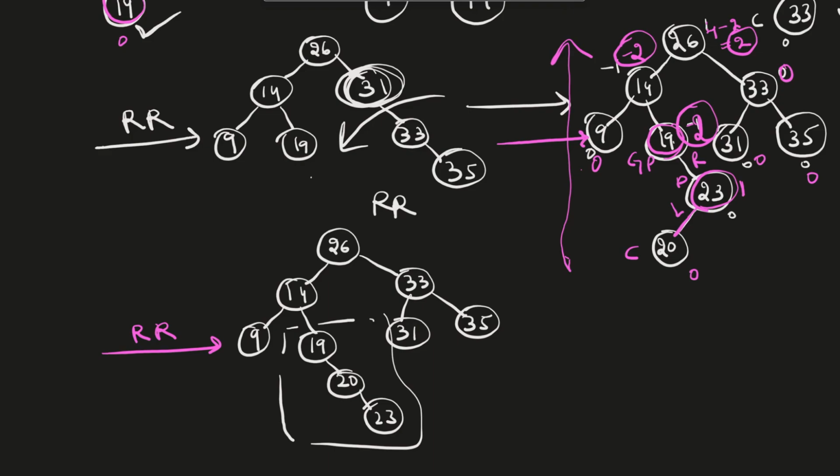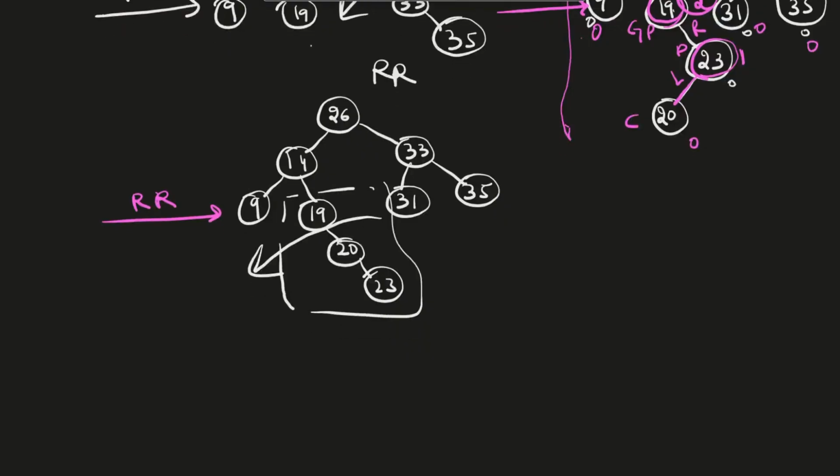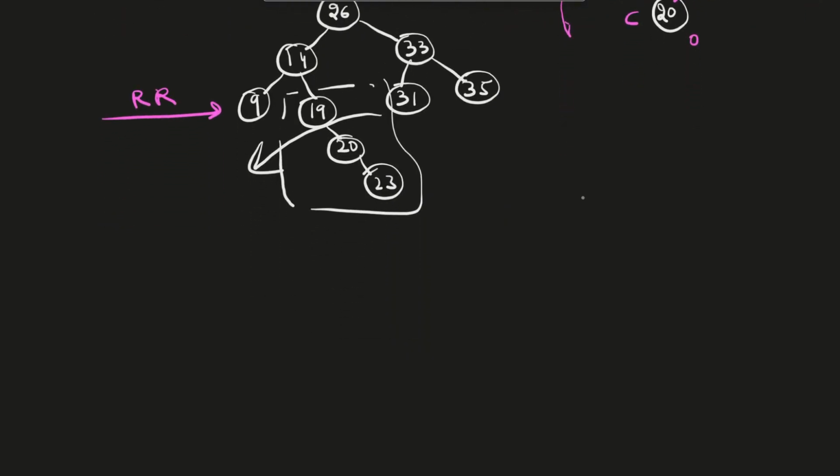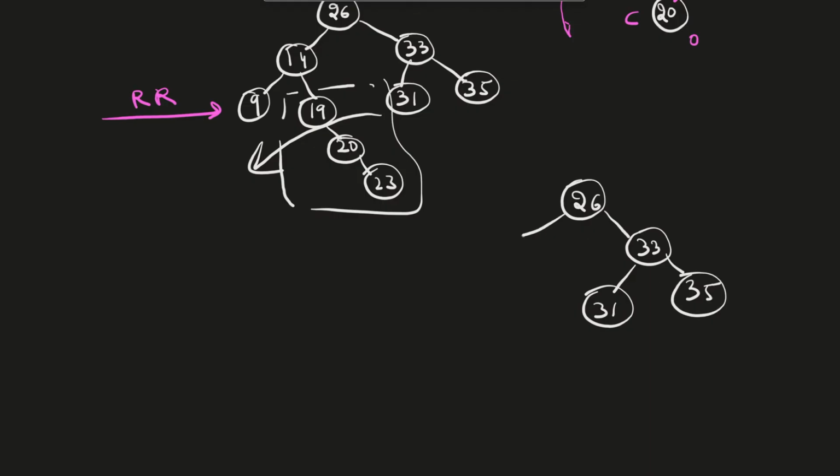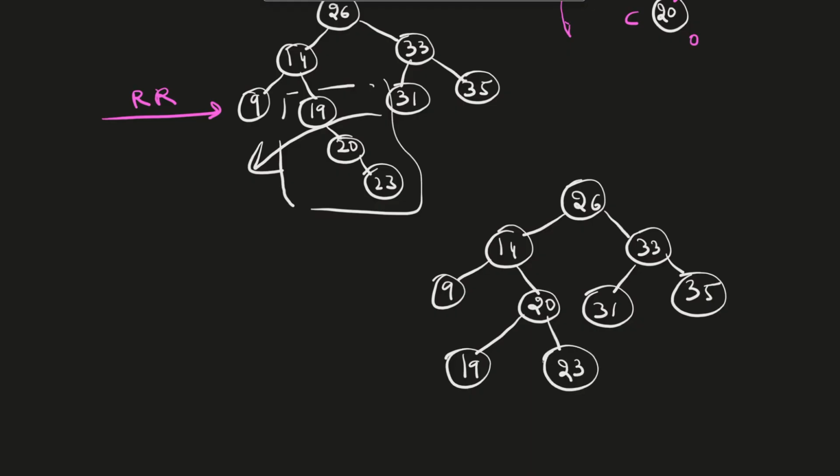So we'll make a left rotation at the node where we are having the problem. 19 is our problem, so we'll simply rotate 19. So let's draw this. 26, right side part is the same. Left side we are having 14, left of 14 is 9. Now here comes the major part. 20 would replace 19 and 19 would get bent to the left, and then 23 over here.